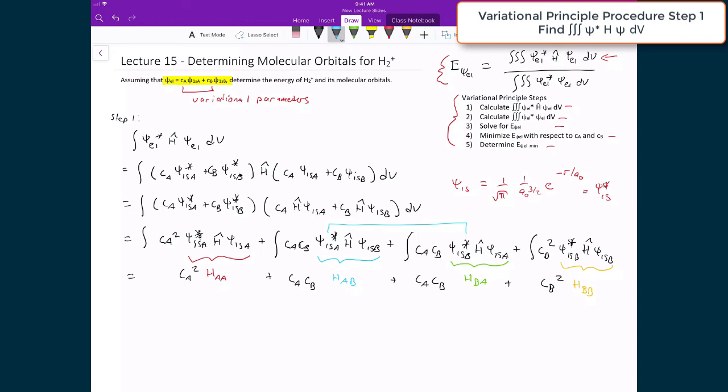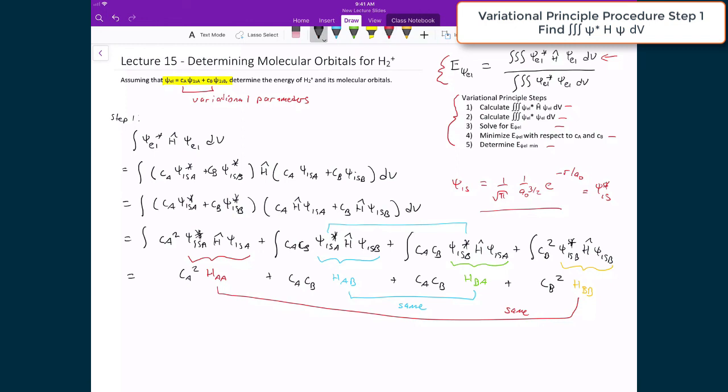And so what we determined a second ago with this Hermitian property is that since the Hamiltonian is a Hermitian operator, we can reverse the order in which we apply the Hamiltonian. And so these two values, HAB and HBA, are actually the same. They will evaluate to the exact same term. A similar argument can be made for HAA and HBB, that these two terms are actually the same as well. This is also because we're substituting the exact same expression into both of these, and they're evaluating psi star H hat psi with each other.